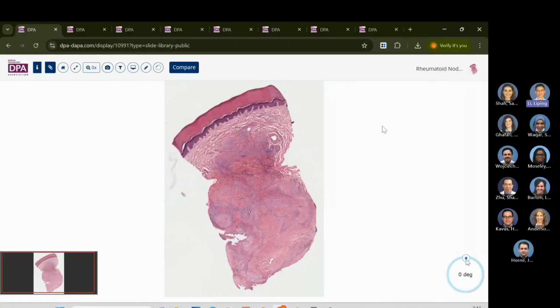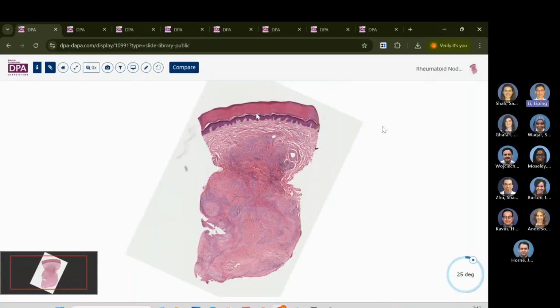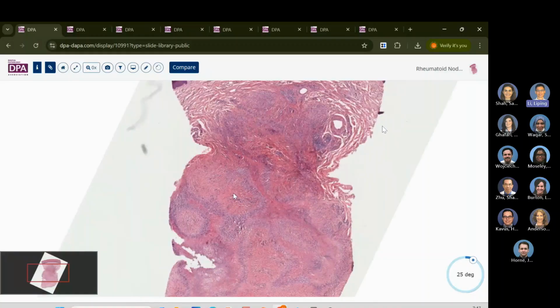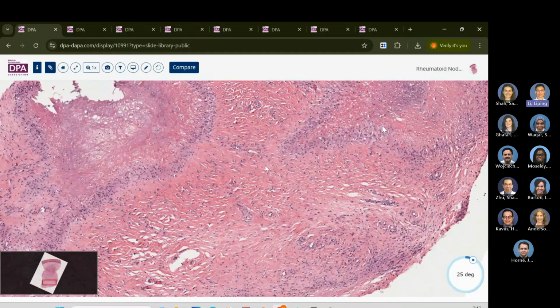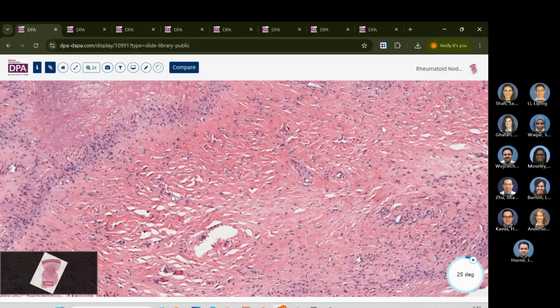The other one is a rheumatoid nodule. We know this is ankle skin, not from the ear. And then we can see this eosinophilic necrotic material, and then we have histiocytes around. So this is good for rheumatoid nodule.